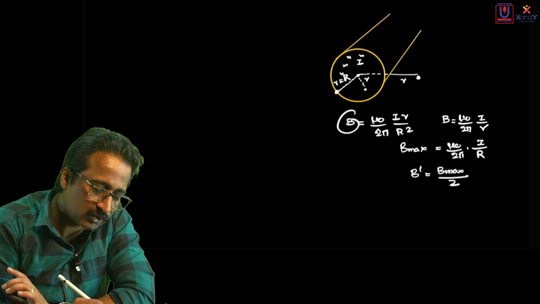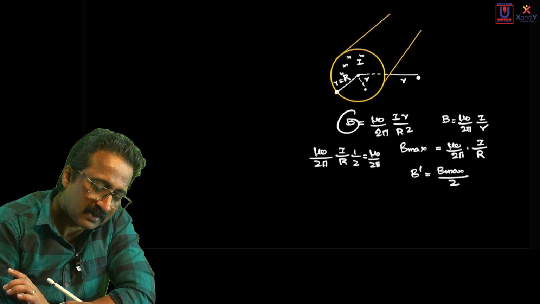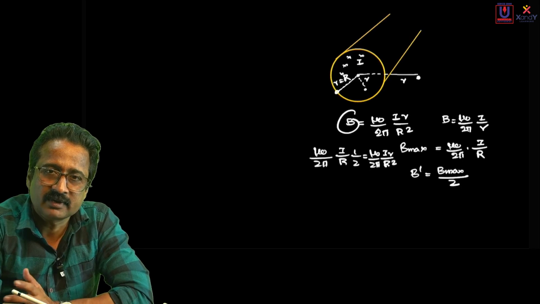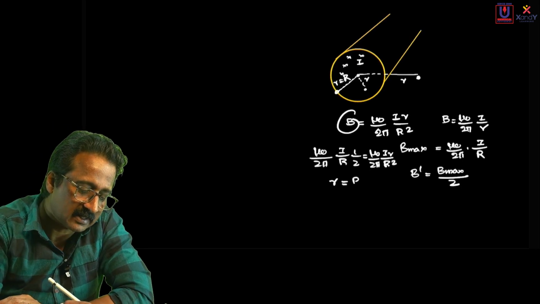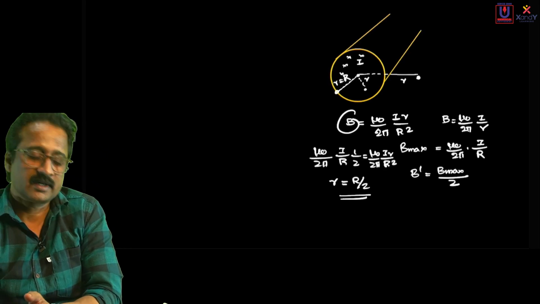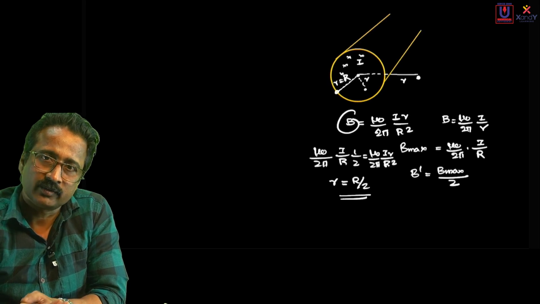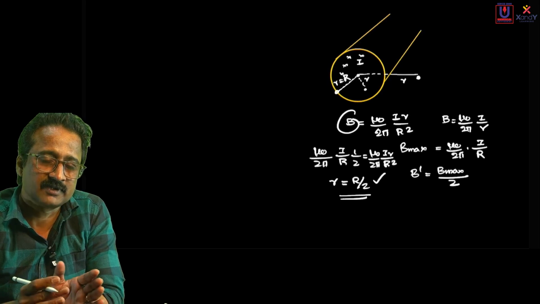So B maximum by 2 means it is mu 0 divided by 2 pi into I by R, that is B maximum. Now by 2 means half. This is equal to mu 0 divided by 2 pi into Ir divided by R squared. Solving this, you'll get some value for r. Simplify this, you will see that r is equal to R by 2. When capital R is the radius of this conductor, at a distance r equal to R by 2, you will find the field to be equal to half the maximum. So that is one answer, half the radius.